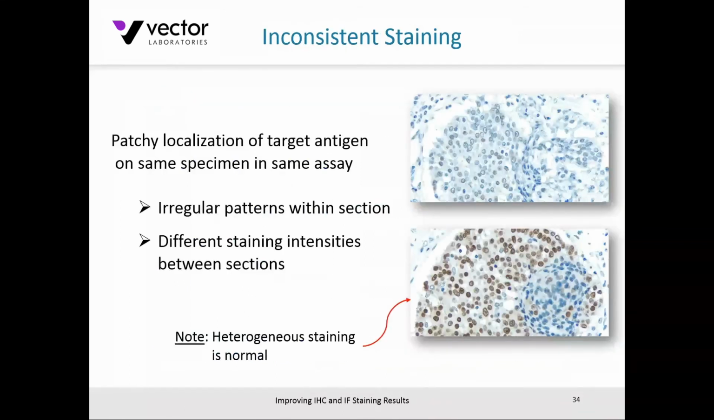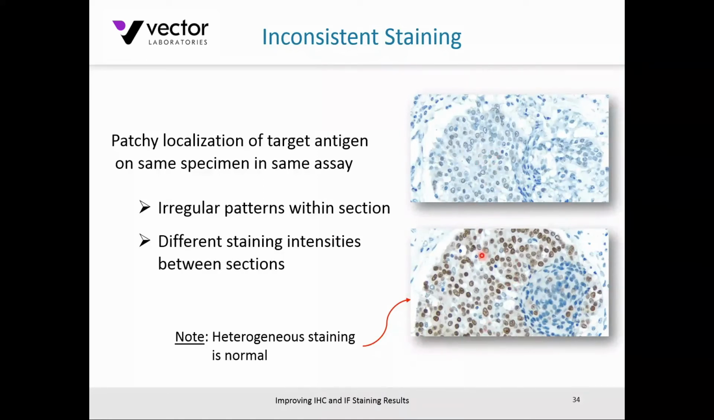All right, so let's close out the webinar here with a bit of a discussion on inconsistent staining. And what do I mean by that? I don't mean that your staining works on a Monday and not on a Tuesday. If that's the case, then please go back and revisit what we just mentioned about absence of staining and the need for these positive controls in place. But what I'm referring to here is a patchy localization of the target antigen on the same specimen in the same assay. So imagine these two particular images I've got here.